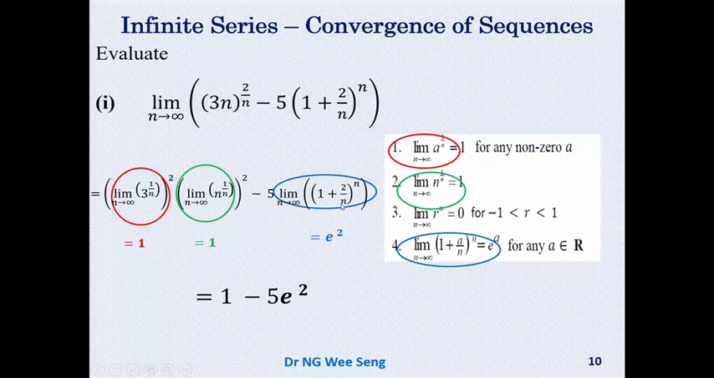And finally, 1 plus 2 over n power n is of the form 1 plus a over n power n with a equals 2. So we apply result number 4. In the end, we get 1 times 1 minus 5 times e squared, the final answer.